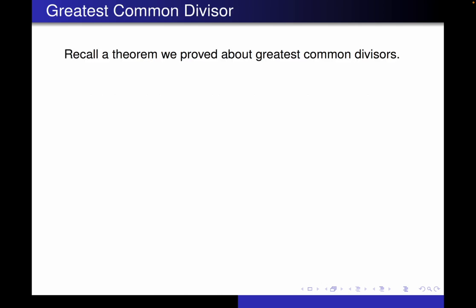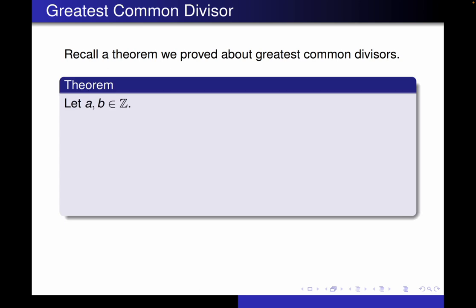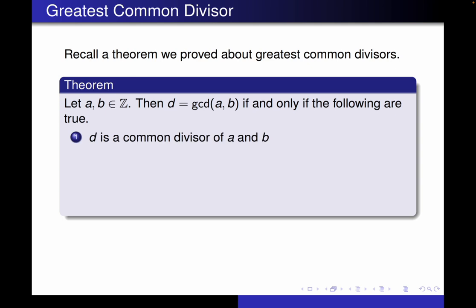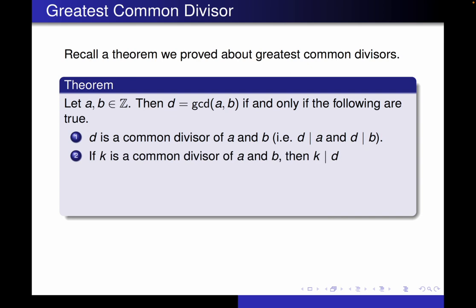So I want to recall a theorem that we proved about greatest common divisors of integers. It says if you have two integers a and b, then d is equal to the GCD of those two integers precisely when the following are true. When d is a common divisor of a and b, of course. In other words, d divides a and d divides b. Whenever k is a common divisor of a and b, then k divides d. In other words, d is the biggest common divisor of a and b.